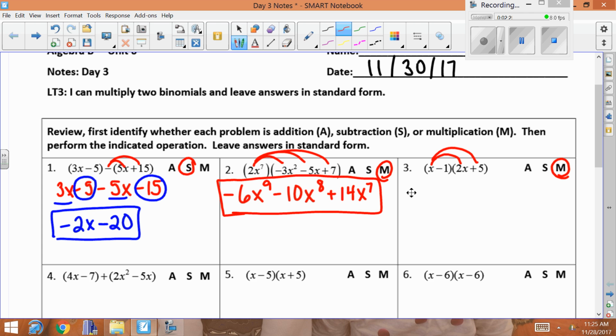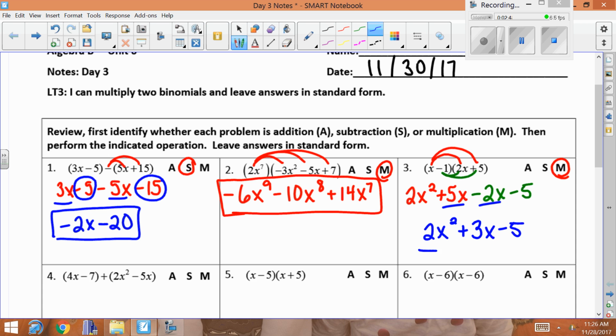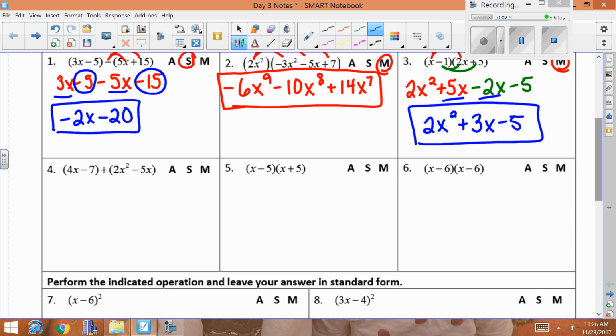So we're going to distribute the x to everything. We're going to do x times 2x. That gives us the 2x squared. And then the x times the 5 is going to give us a plus 5x. Then you need to distribute the negative 1 to everything. So a minus 2x and a minus 5. Then we just have to combine our like terms together. So 2x squared, we get a plus 3x and a minus 5. That's multiplying 2 binomials together.